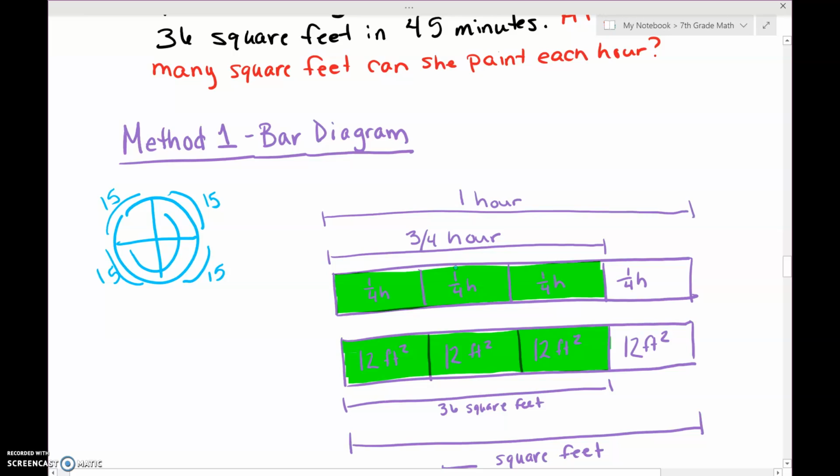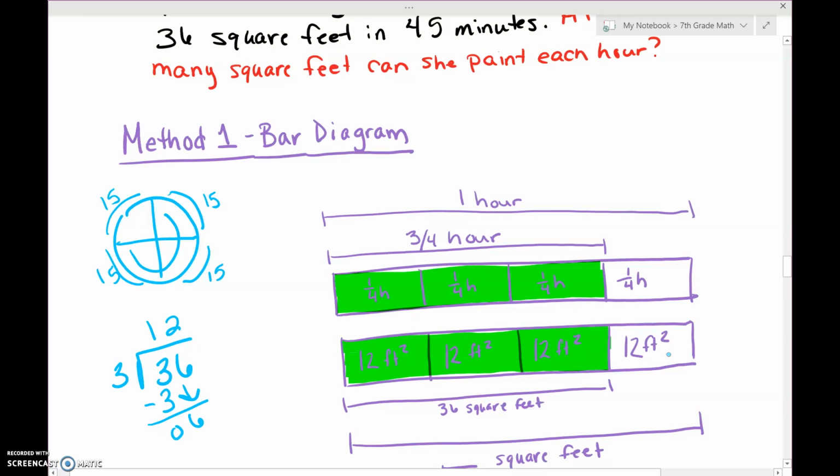Well, how can I figure out that this should be in fours? If we already know that it's 3 quarters of an hour, I can take 36 and divide it by 4. Or no, divide it by 3. Hold on. 36 divided by 3, 3 goes into 3 one time. 1 times 3 is 3. Bring down my 6. 3 goes into 6, 2. So I know that each one of these is going to be 12 feet.